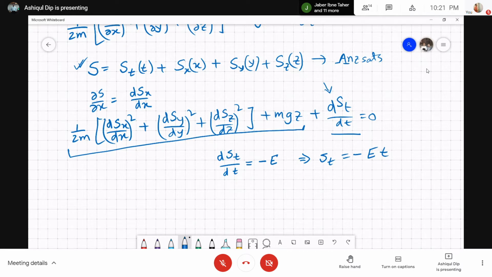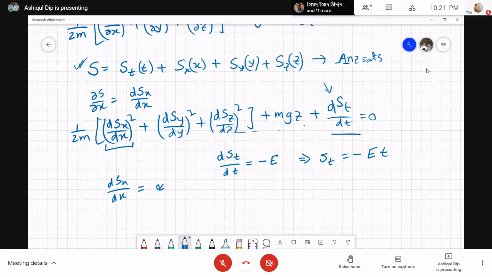We can write it like that. Also, by analyzing the other part, we can see that the only x dependence is here, right? The other part is not x dependent. So dSx over dx has to be some constant as well. Say alpha. And it automatically gives us Sx equals alpha x.